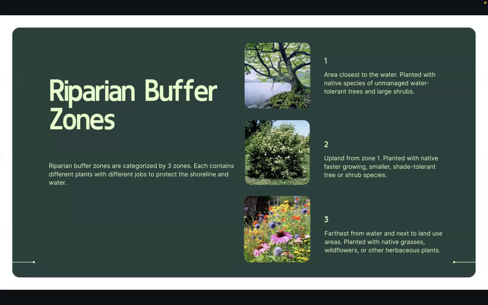It should be planted with native, faster growing, smaller, shade tolerant trees or shrub species. Zone 3 is the farthest from the water and next to land use areas. This is planted with native grasses, wildflowers, or other herbaceous plants. The total recommended width for all three zones is at least 100 feet, and it's always great to implement three zones instead of just one.